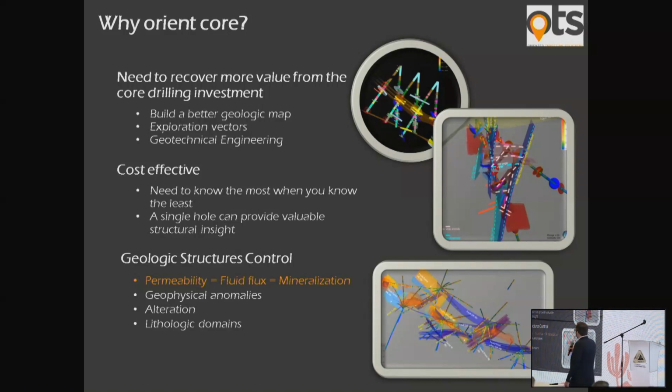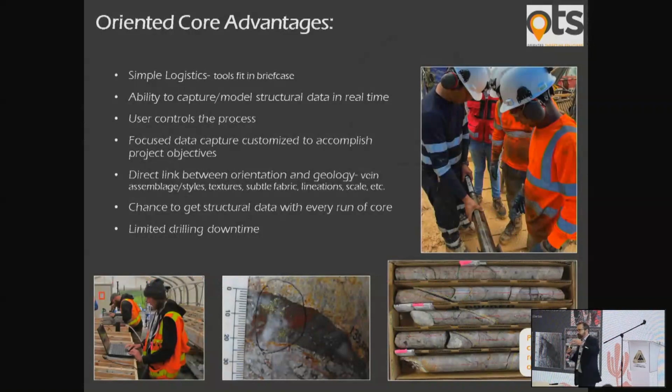There's times we'll work with clients and they're in greenfields terrains and they'll say things like, we're not ready to do this yet, we're not ready to collect structural data in our core, and our argument is you need to know the most when you know the least. And so basically it's a cost-effective solution, because if you're drilling 3 core holes that are used to define a planar feature, like a fault zone or a vein zone, if you can get those vectors with 1 core hole, you're already saving money.